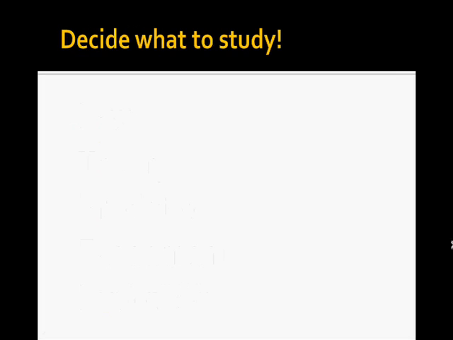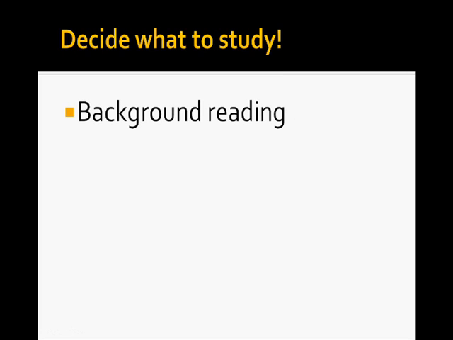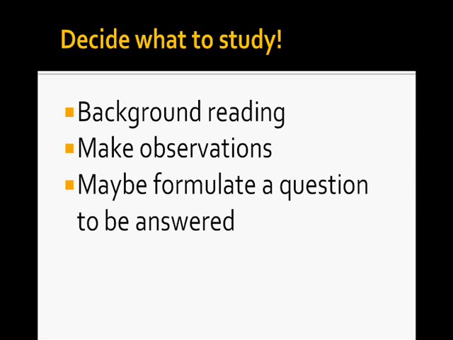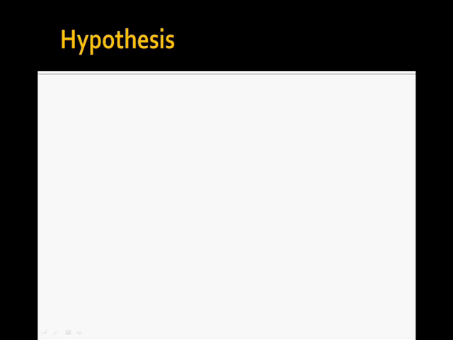So how is the scientific method carried out? Well, the first thing you've got to decide is what you're going to study. And to this end, you'll start off by doing your background reading, make a few observations, and maybe formulate a question that you're going to answer. The first part, following on from your background reading, is making a hypothesis.